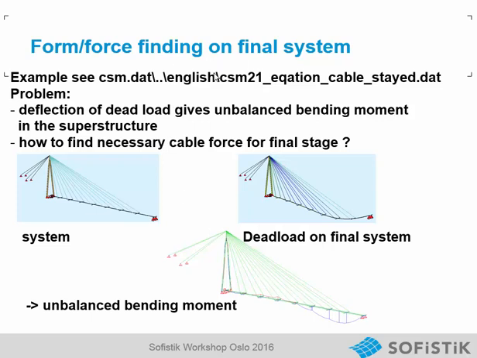There is a first example, CSM 21, in the CSM optimization folder. If we work on the final system, when we start with an analysis, we first estimate our pre-stress in the cables. Then we get, maybe under dead load and additional dead load, a deflection, and we get an unbalanced bending moment. Of course, we do not want this bending moment. The deflection is not so important. We will come to the precamber later on.